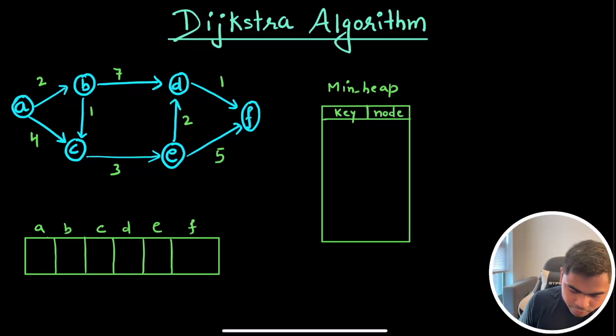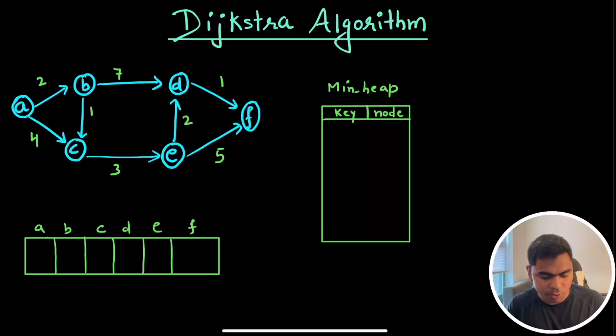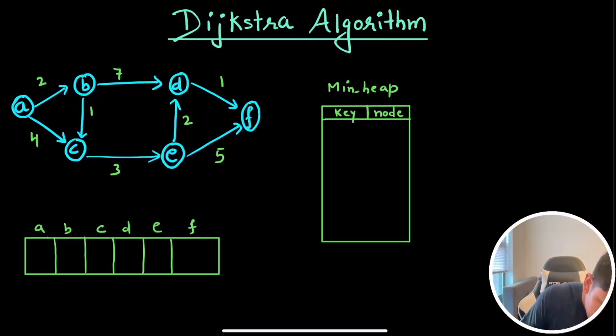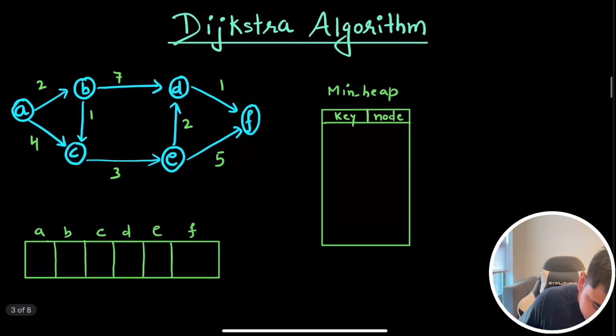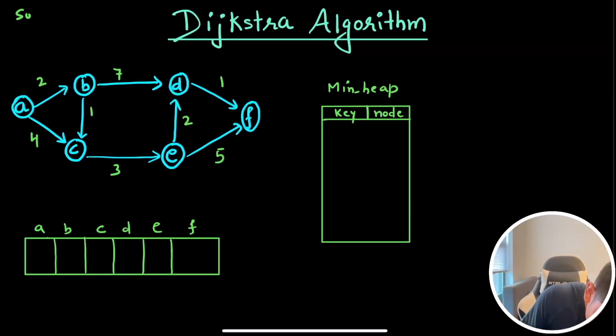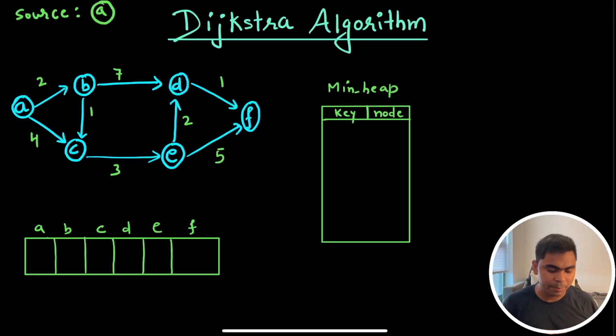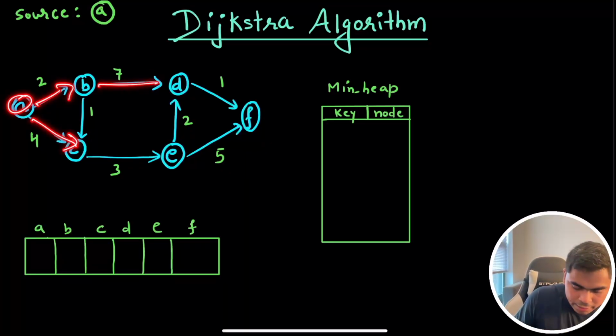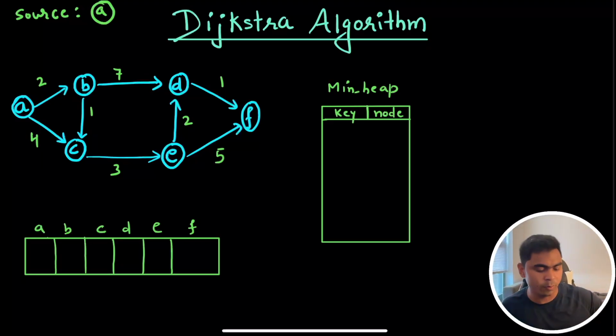Okay, so we don't have a source right here. Let's assign a source. We will call A our source vertex. So A is my source vertex. That means we will be going from A to all the other vertices. First we're going to visit A, and then from there we're going to start visiting all the other vertices.